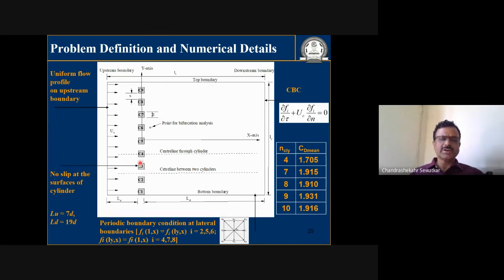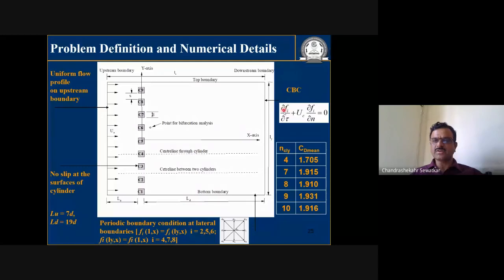On the surface of the cylinder, we implemented the no-slip boundary condition, and at the inlet we have provided a uniform flow profile on the upstream boundary. That is, u is equal to u naught, or u is equal to u infinity. There is no v velocity. At the exit, we have employed a convective boundary condition. The convective boundary condition is given something like this: del f by del t. I am using f here because I am using the lattice Boltzmann method.